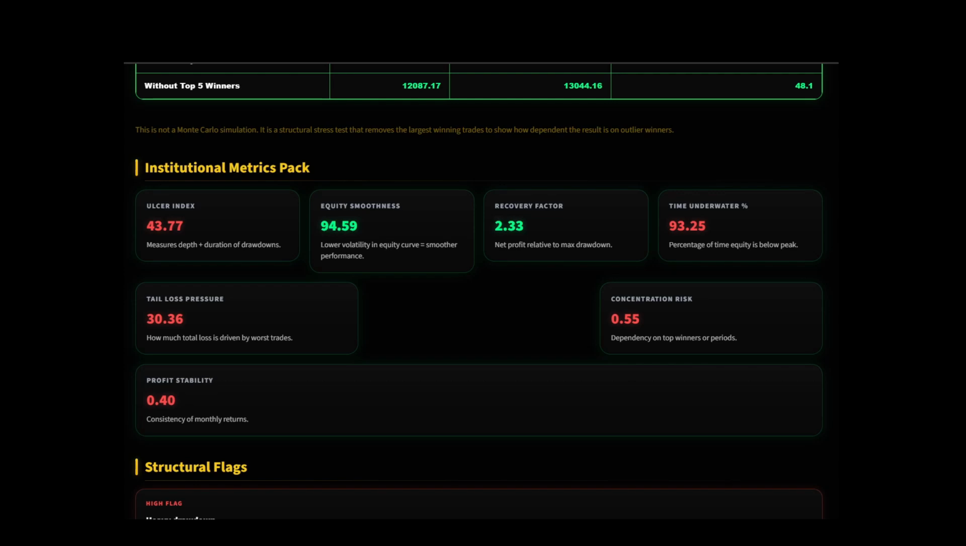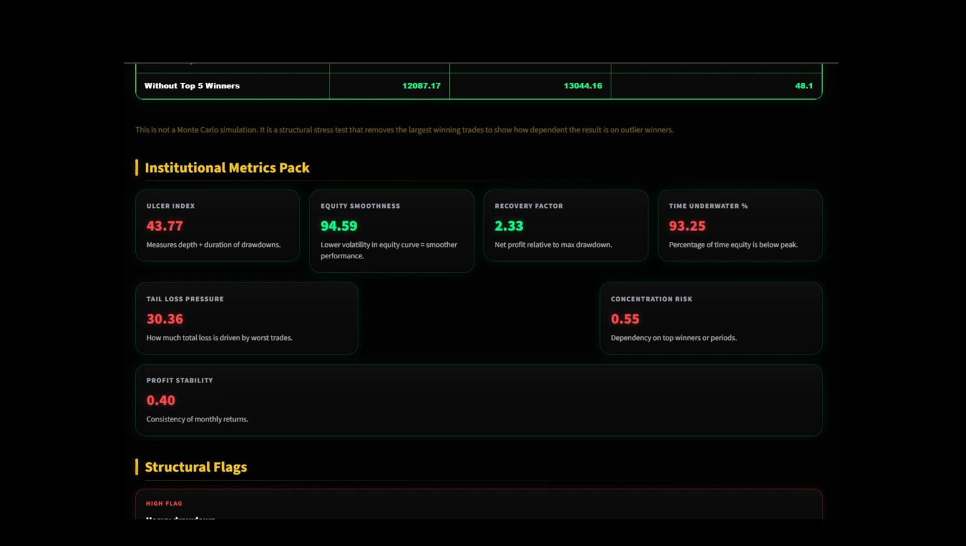In this example, equity smoothness is strong. Recovery factor is positive. But the Ulcer Index is high and time underwater is very high. So again, the story is mixed. The equity path may look smooth in some ways, but the strategy spends too much time underwater. That is exactly why this report does not rely on one single metric. It combines multiple lenses, so you can see the difference between profit, smoothness, drawdown pain, recovery, dependency, and real deployment pressure. After that, we get the structural flags.